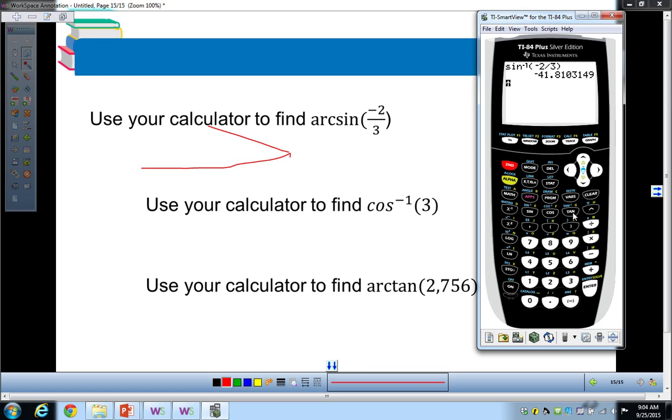Second tangent of 2,756. I bet I'm going to get an answer really close to 90 degrees. Okay? See that? Because that means that the ratio of the opposite side to the adjacent side is really big, and that happens when you're almost at 90 degrees, right? You get it? Okay? So that's that.